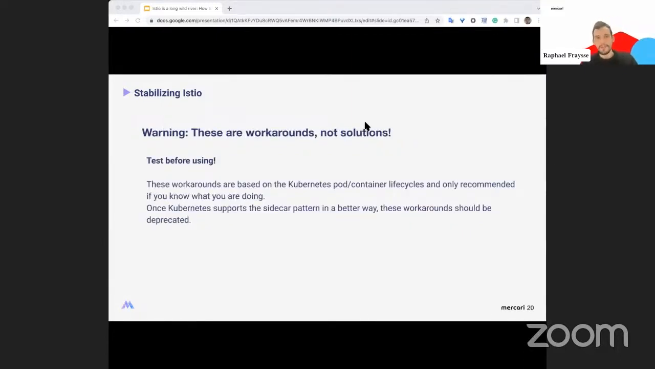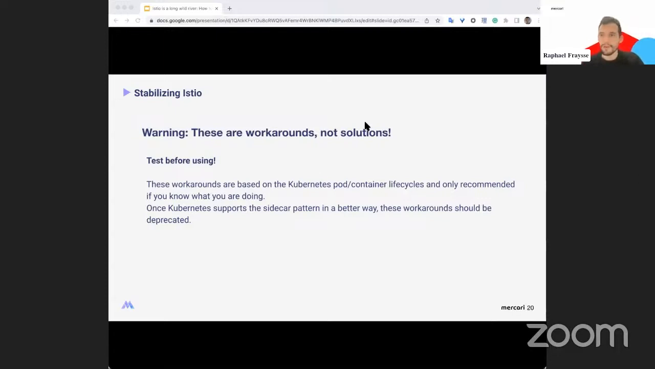Yeah, so this is a workaround. They are not clear solutions, because as I say, Kubernetes doesn't really handle the container lifecycle within a pod natively. So you still need to test it appropriately and make sure that it works for you, because the timings will change depending on your workload.